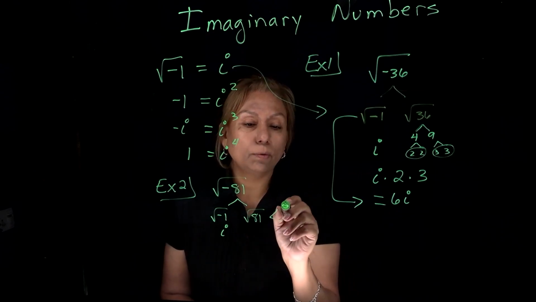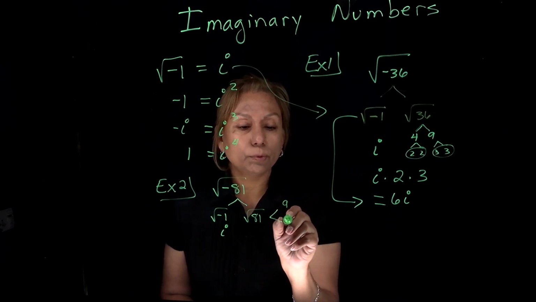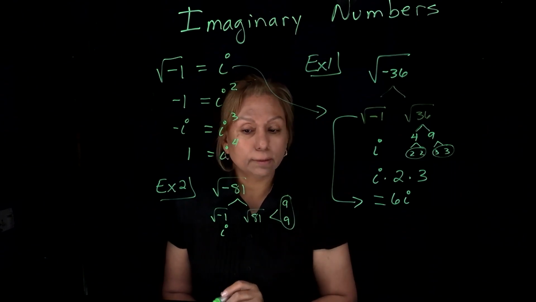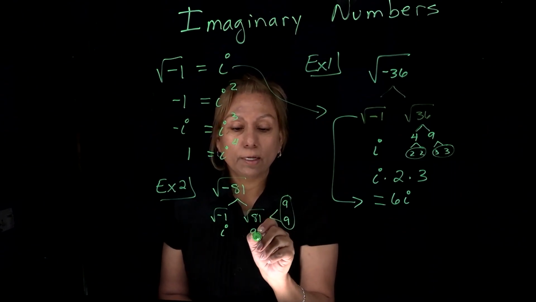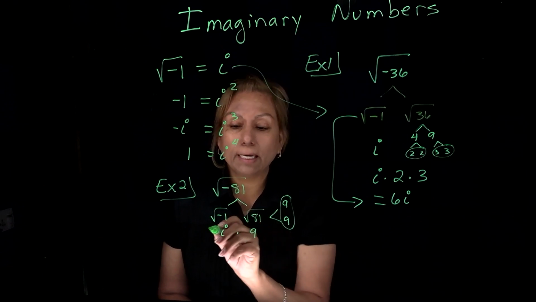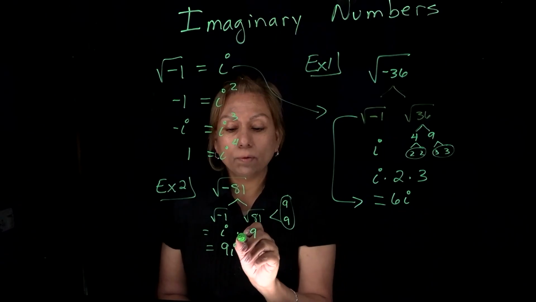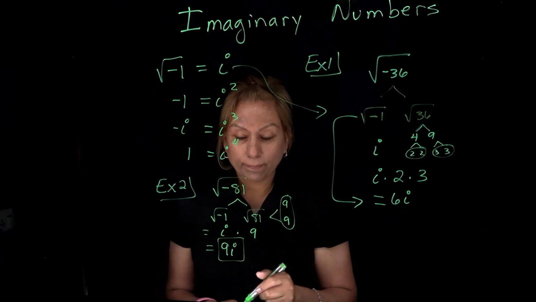What times what is 81? I'm hoping most of us would say 9. And right away you say, oh, I have a pair of 9s. So now, the square root of 81 is 9, but we have to put them together by multiplying. And so the square root of -81 is 9i.